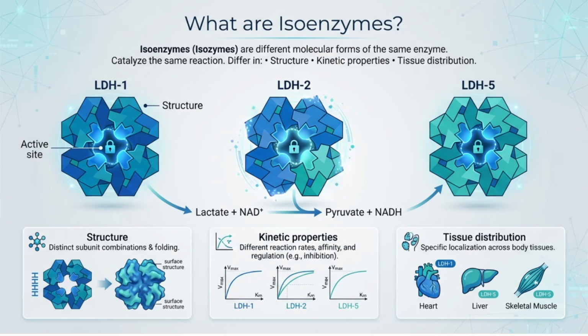Isoenzymes, also known as isozymes, are different molecular forms of the same enzyme that catalyze an identical chemical reaction. Despite performing the same function, they differ in their amino acid sequences, structural configuration, and kinetic properties. These variations allow isoenzymes to be distributed in a tissue-specific manner, making them extremely valuable in clinical diagnostics.